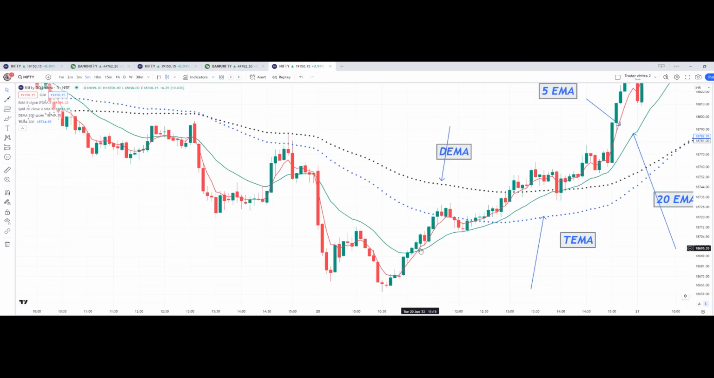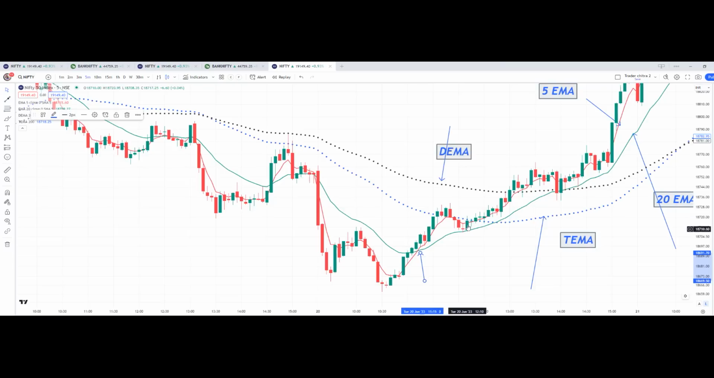Once you enter into the long trade here, what will be the stop loss? This green candle gave the confirmation to enter into the long trade, and the stop loss will be the low of the green candle. The target is the TMA, that is the triple EMA. You can book your profits here.